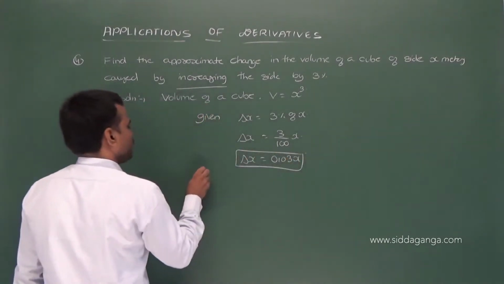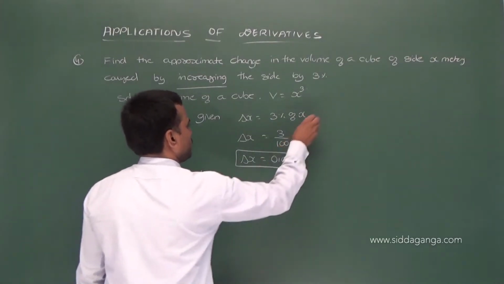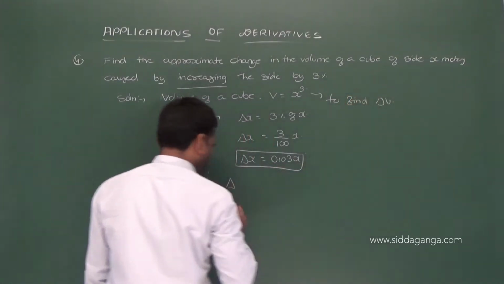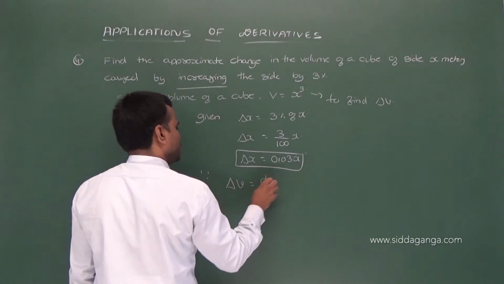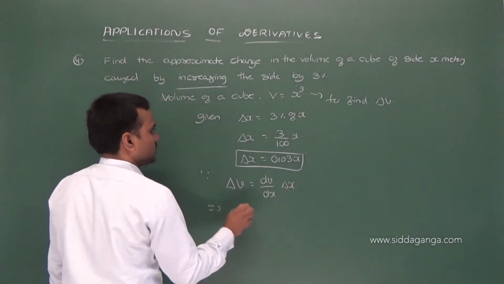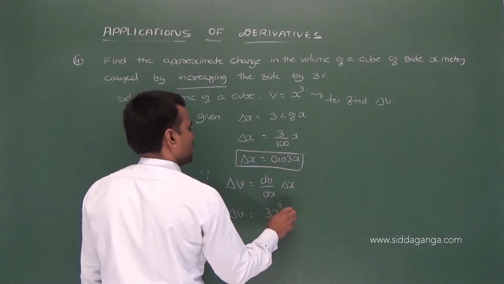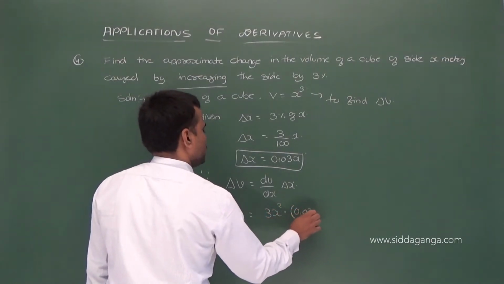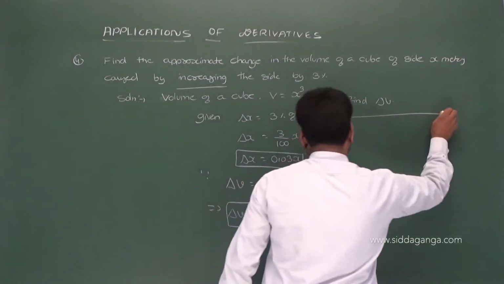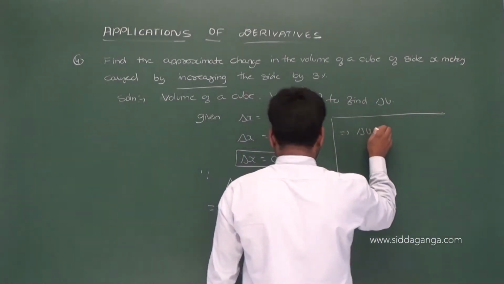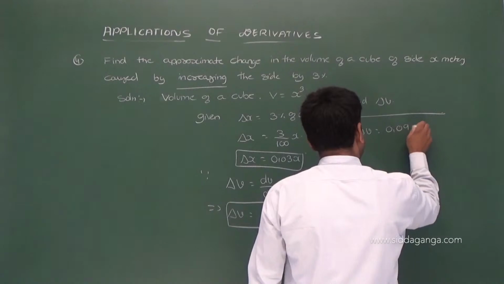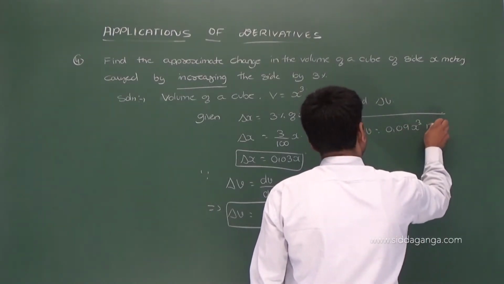This is over. So we have to find, right here only, to find what? Delta V. Since delta V is equal to what? dV by dx into delta x. That implies delta V is equal to dV by dx, simple derivative, 3x square into 0.03x. That implies delta V is equal to 3 into 0.03, which is 0.09 x square into x, that is 0.09 x cube meter cube.